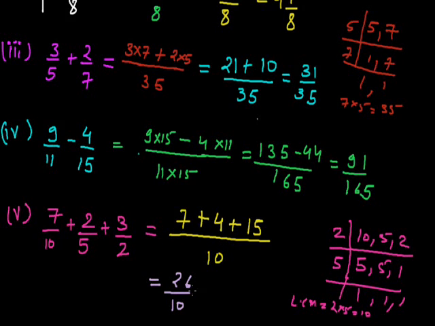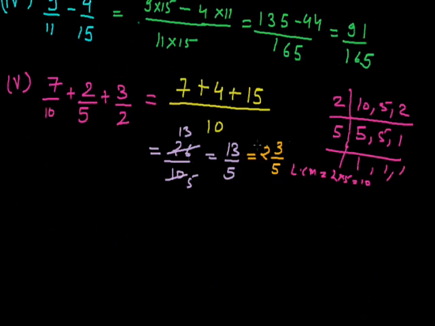Now we can simplify it further. We can cancel it by 2. 13 2s are 26 and 2 5s are 10. So it will give you 13 upon 5, which will be equal to, if you convert it into mixed fraction, 2 3 by 5. 5 2s are 10 plus 3 gives you 13 by 5. So this is the final answer of the fifth part.